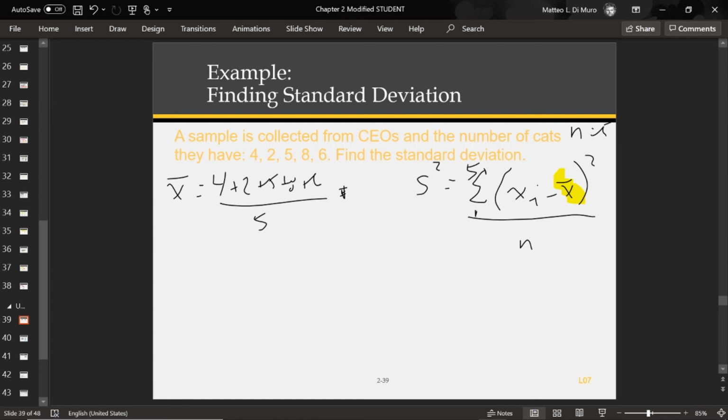Never do that, actually. Always go to the next line. So never just keep writing equals. That's a very bad habit. I do it to save space, but never do it. So I'm going to try to not do it. So when you add them up, you'll get 25 divided by 5, or 5. So the average number of cats these CEOs have in this sample is 5. That's way too many cats.